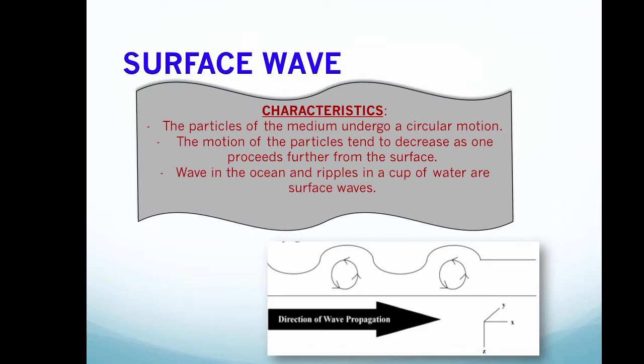Surface wave. Characteristics: the particles of the medium undergo a circular motion. The motion of the particles tends to decrease as one proceeds further from the surface. Waves in the ocean and ripples in a cup of water are surface waves.